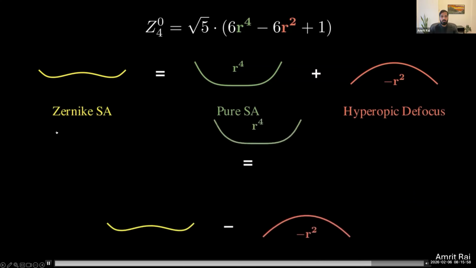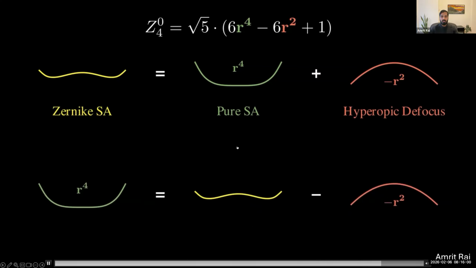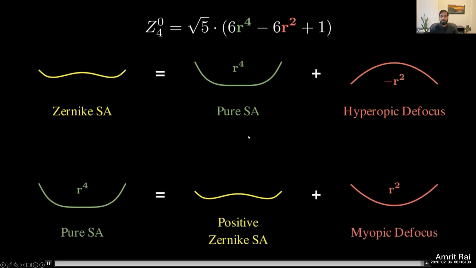So let's bring this all the way over here, and these two remain on this side. Now, because two negatives make a positive, we can change this negative sign to a positive, and we flip this defocus. And so we end with pure spherical aberration is a combination of positive Zernike spherical aberration and myopic defocus. Okay, so what does all this mean in English?